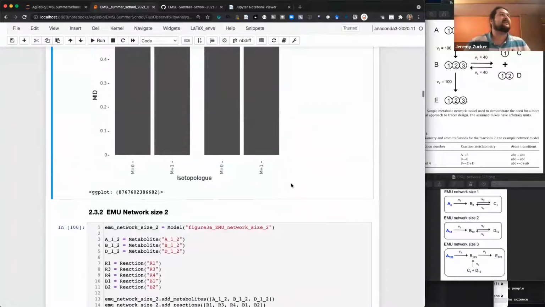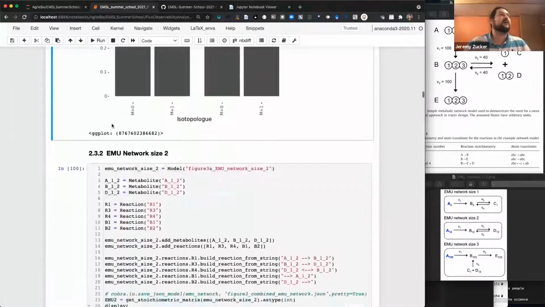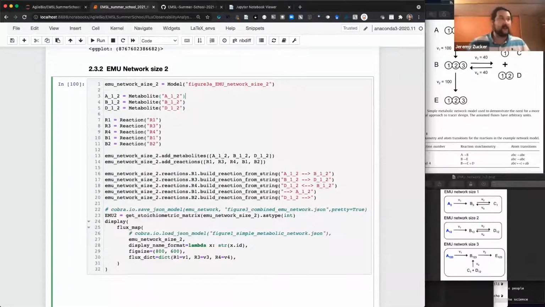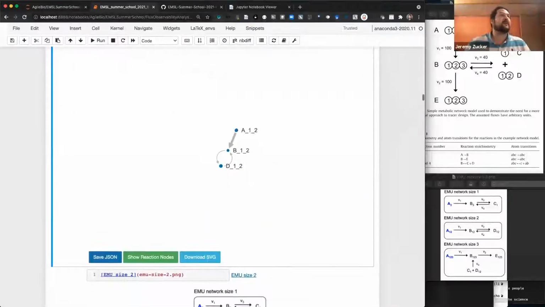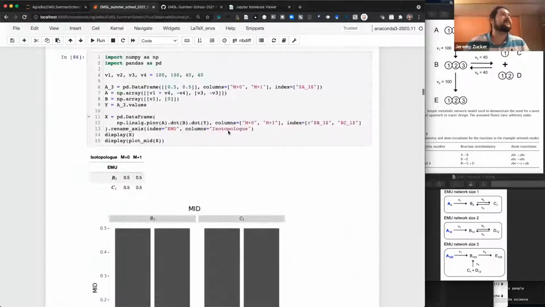Okay, so now that we have the solutions to B3 and C1, let's take a look at EMU network size 2. This is what that network looks like as well. It's exactly the same structure. Should it be C1 times V4? I'm guessing the answer is yes.